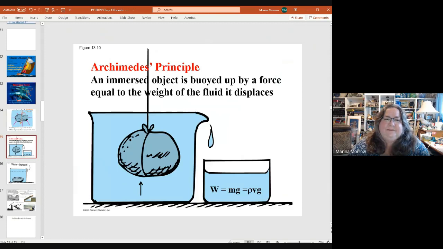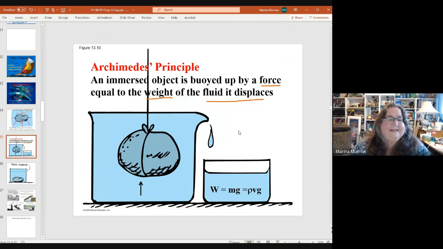Now, Archimedes' principle is that an immersed object is buoyed up by a force equal to the weight of the fluid it displaced. And again, immersed could be fully immersed, submerged, or it could be floating. Okay, so the force is equal to the weight of the fluid it displaces. So it pushes the fluid out of the way. And there's a formula down here for this. That weight is equal to mg, of course. And the mass is the density of the fluid times the volume of the fluid that's displaced. We'll talk about this formula more later, but there is a formula for the buoyancy force.